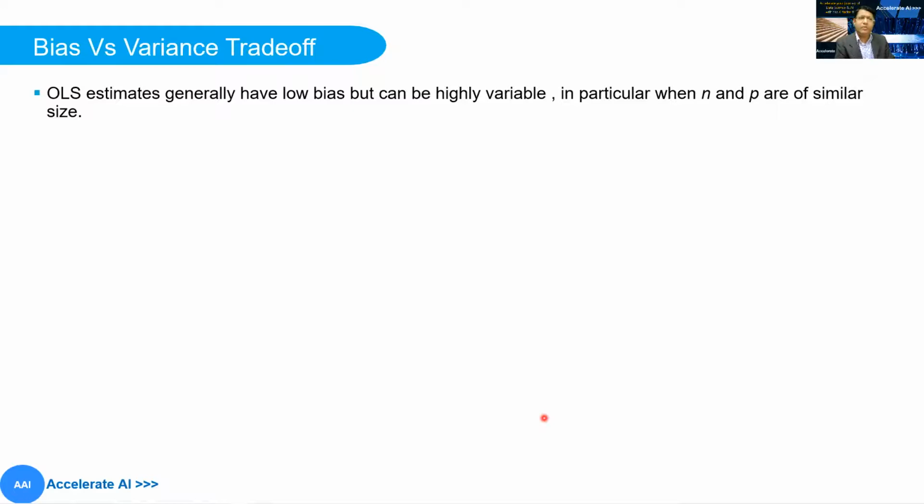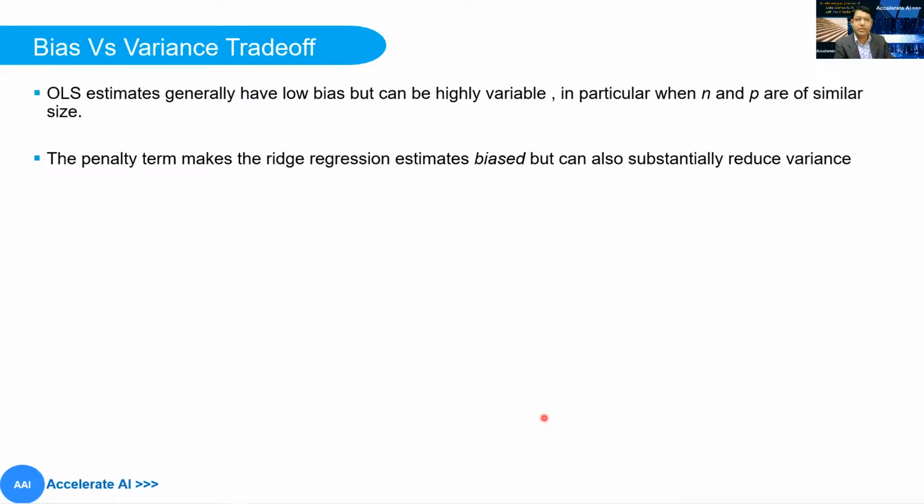All right, so let's talk about the bias and variance trade-off. As we know, mean squared error is bias squared plus variance. Now, OLS or ordinary least square estimates generally have a low bias, but they can be highly variable, especially when our total number of data points is close to the total number of features. However, in ridge regression, when we add the penalty term, it makes the estimates a little bit biased, but it also reduces the variance substantially, hence reducing the overall mean squared error as well.